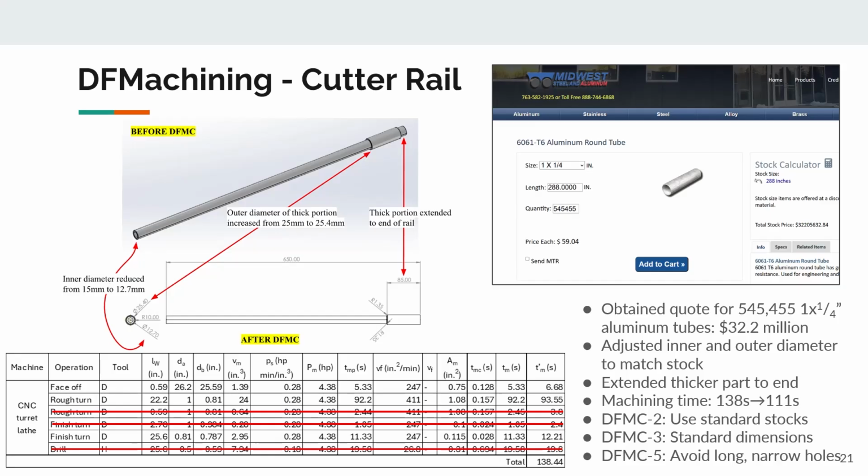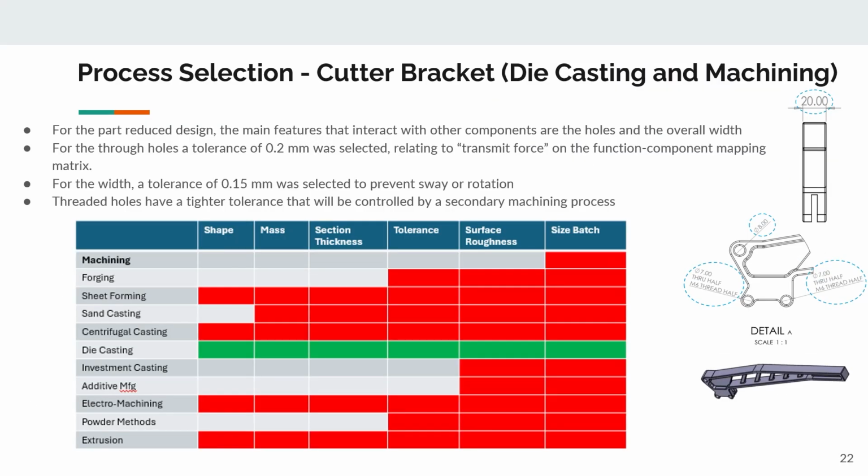Moving on to the cutter bracket, for the redesign part, the main features that interact with other components are the holes and the overall width. The through holes have a tolerance of 0.2 millimeters, and they're related to the transmit force function on the function component mapping matrix. For the width, we have a tolerance of 0.15, and it's there to prevent any swaying or rotation. Because the threaded holes have a tight tolerance, they will have to go through a secondary machining process. The primary manufacturing process will be die casting, as per the figure below, and the secondary manufacturing process will be the machining, which is only used for the holes and for tapping for the threaded bolts.